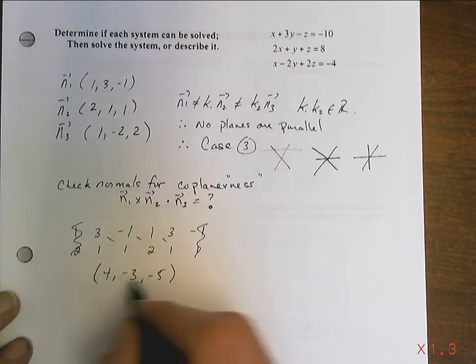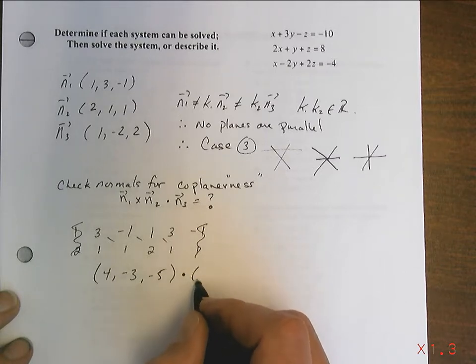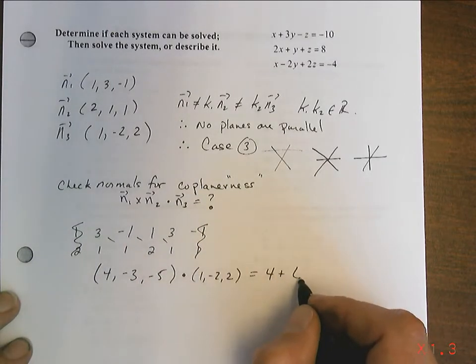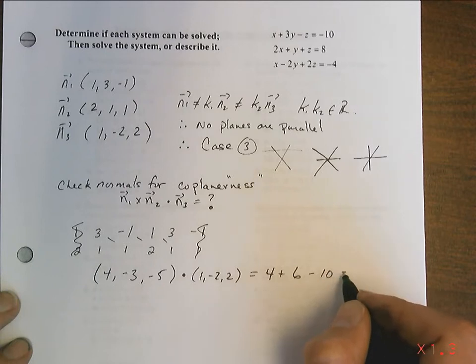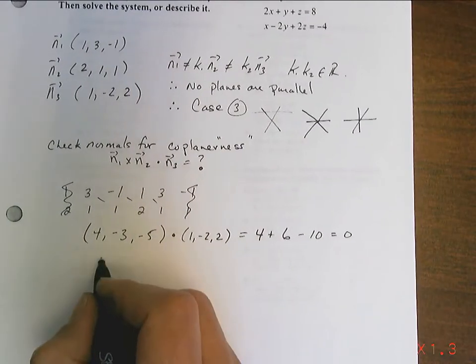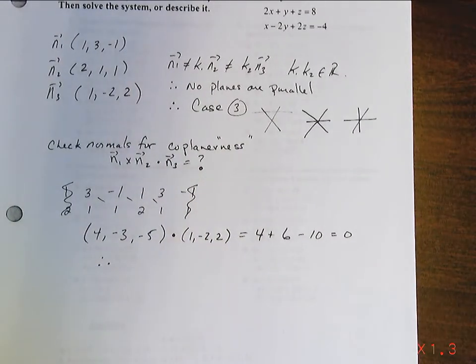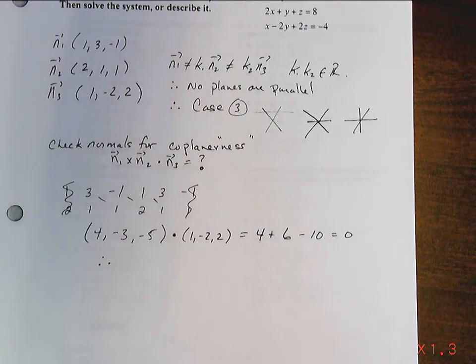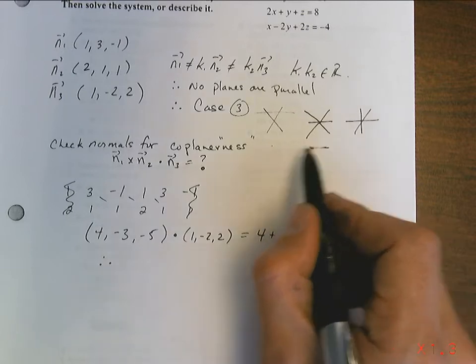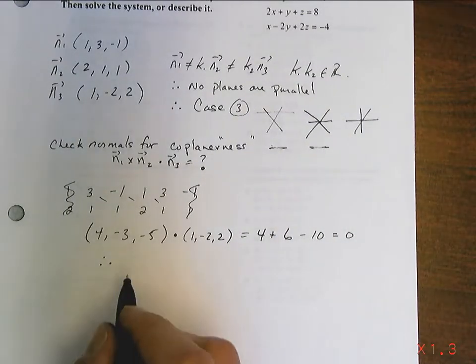We're now going to dot that with n3. And it's going to be 4 plus 6, take away 10, and lo and behold, we've got 0. That means that we are looking at coplanar. That means they are coplanar. Hold on, let me think. I sort of thought this was going to be a point of intersection. If they're coplanar, then it's either no point of intersection or it's a line of intersection. That's interesting. Okay, so let's continue.